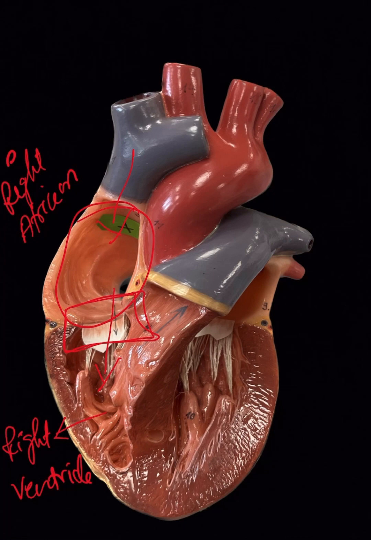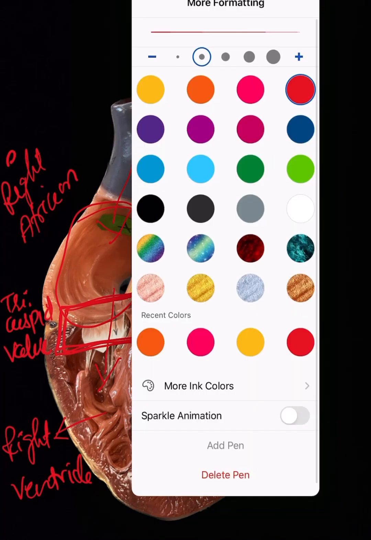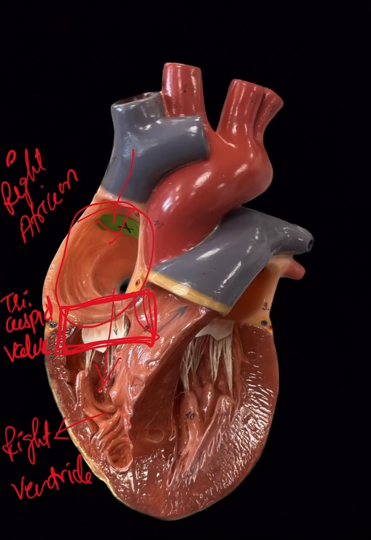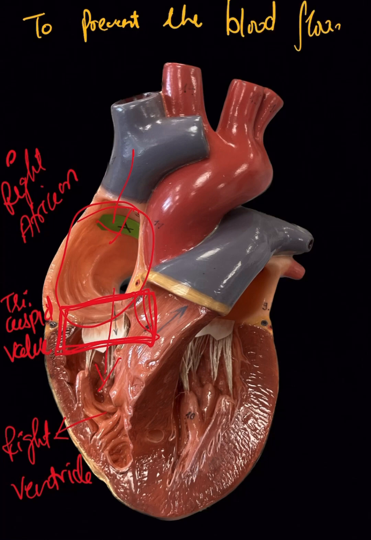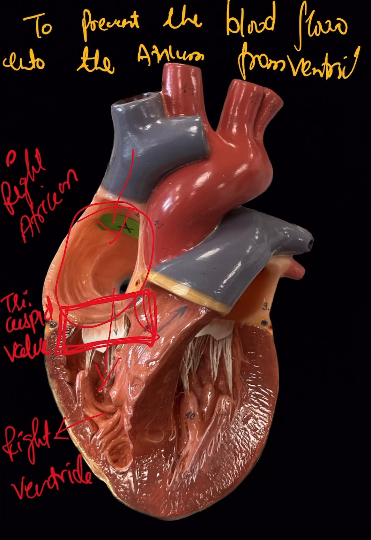But to enter the blood into the right ventricle, blood has to pass through a valve. What is this valve called? This is called tricuspid valve. Do you know the purpose of this valve? The purpose of this valve is to prevent the blood flow into the atrium from the ventricle. Which ventricle? Right ventricle.